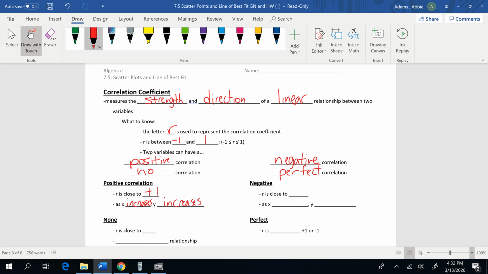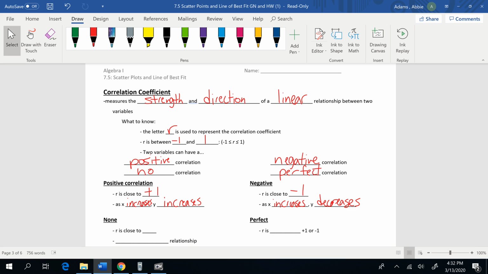Let's talk about our negative relationship. So in this case, our R value is going to be close to -1. So what does that mean? In our correlation coefficient, as x increases, y decreases. So they have a negative relationship or an inverse relationship. So as x is going up, y is going down.